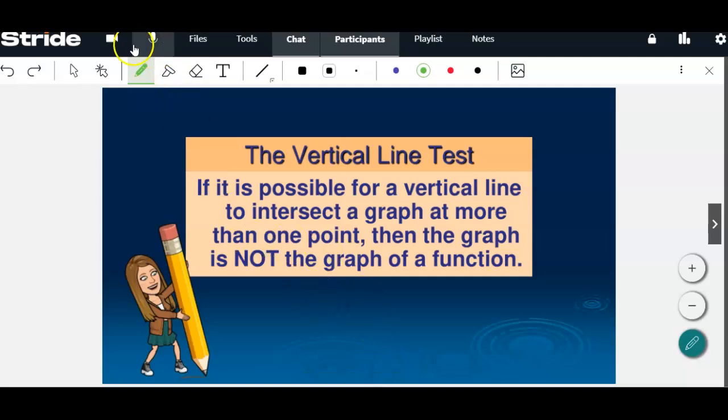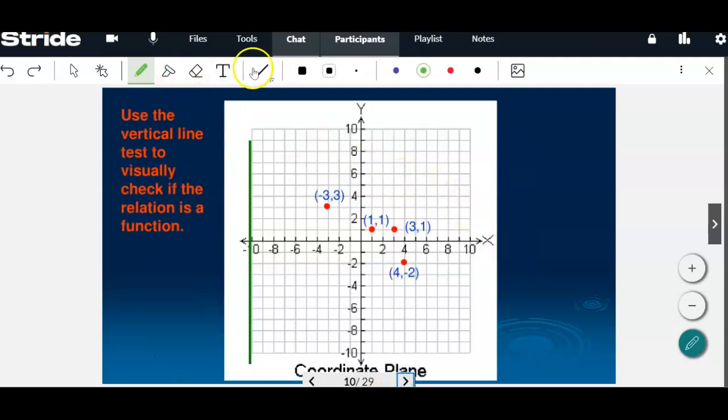All right, we're going to do a little bit of practice with vertical line test. If it is possible for a vertical line to intersect a graph at more than one point, then the graph is not a function. So I'm going to do a vertical line. These are just plotted points on a coordinate plane, but it still works the same way. I move across here, it only touches that 1 point. Only 1 point there and 1 point there. So this is a function. Green check.